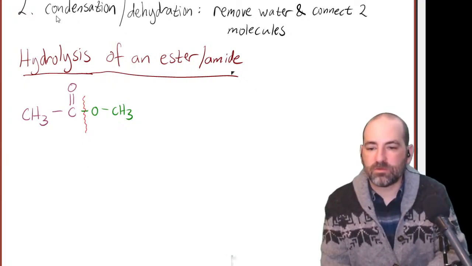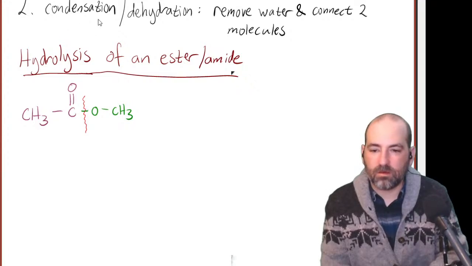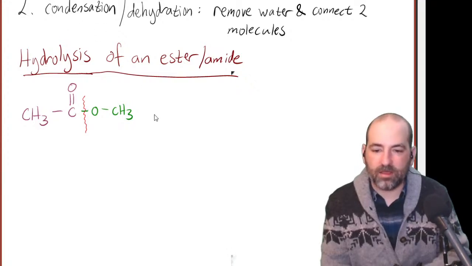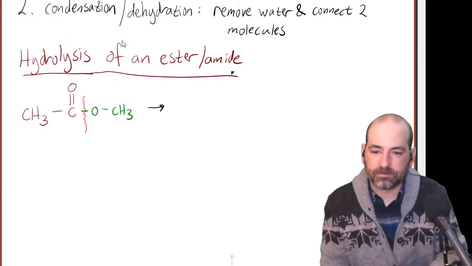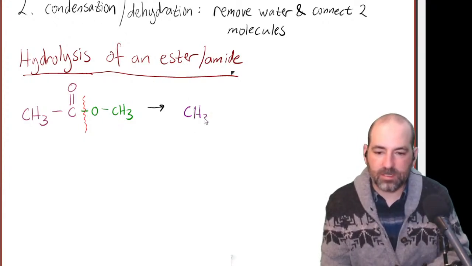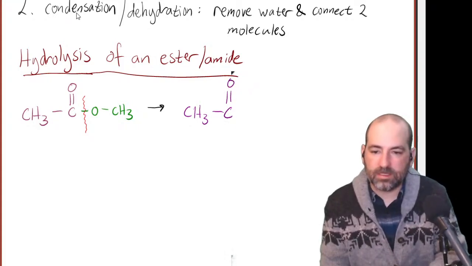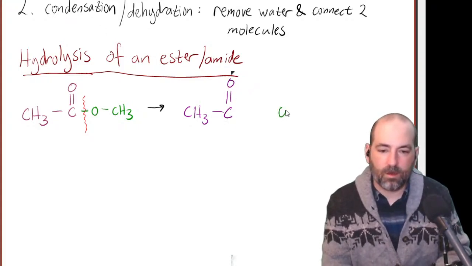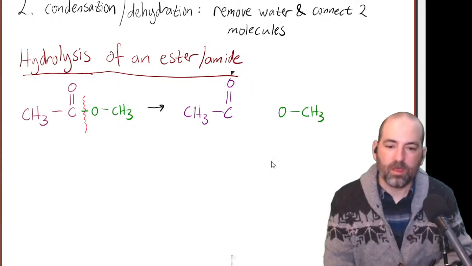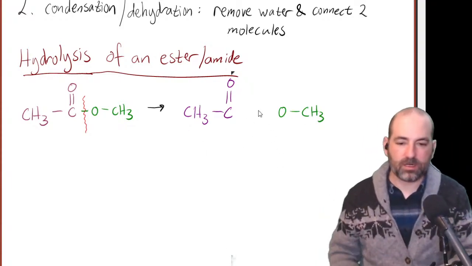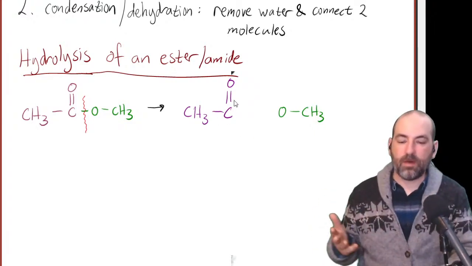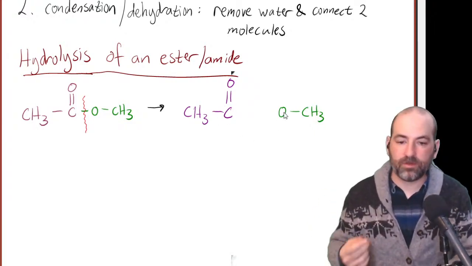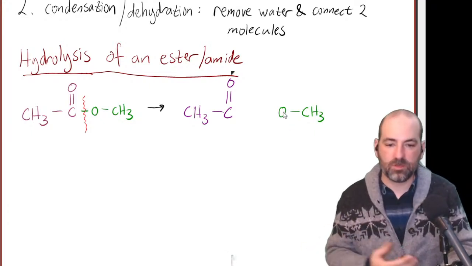And if we just simply redraw what we've got, if we just cut that, what we would have is on the left side, CH3, C double bond O. And then on the right side, OCH3. Now, if you look at these two molecules that are now not connected anymore, you should see some problems. This carbon only has 3 bonds, and this oxygen only has 1 bond. Usually we want oxygen with 2 bonds.